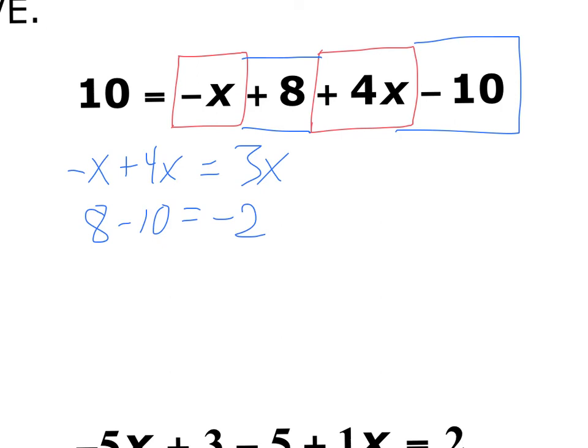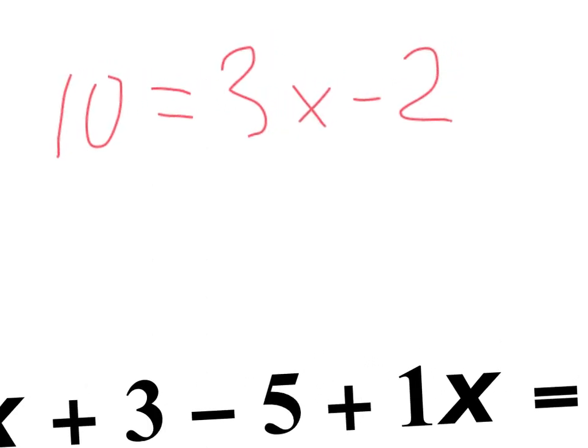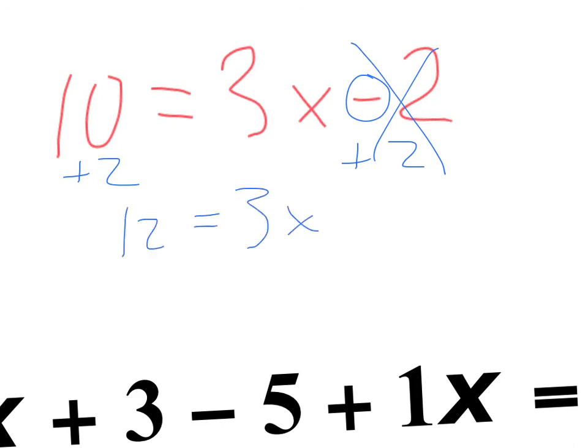So we can write that out. Our new equation would be 10 equals 3x minus 2. Once again, that gives you a two-step equation that you can go ahead and solve. We're going to undo subtraction with addition. Those 2s cancel out, and we get 12 equals 3x. Then our last step is to undo that multiplication between the 3 and the x with division. Those 3s cancel out, and we get x equals 4. 12 divided by 3 is 4.